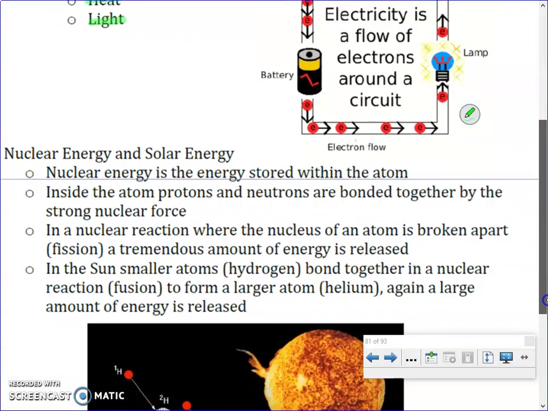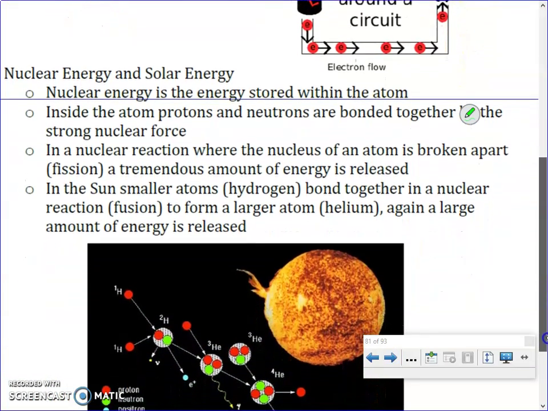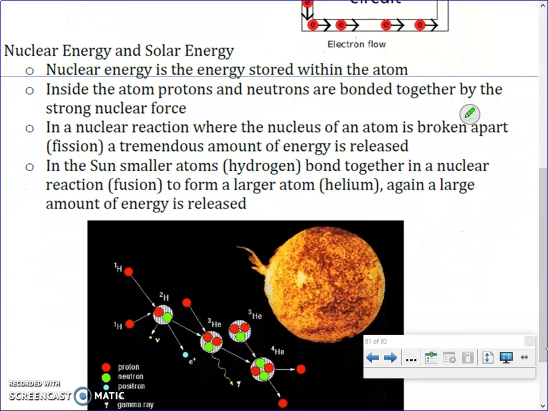Let's look at nuclear energy and solar energy. So nuclear energy is the energy stored within the atom. Inside the atom, protons and neutrons are bonded together by the strong nuclear force. In a nuclear reaction where the nucleus of atoms is broken apart, it's called fission. A tremendous amount of energy is released.